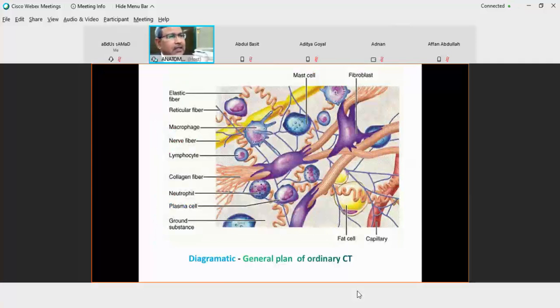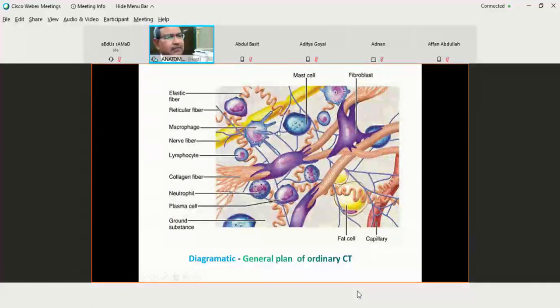Then let us look at the simplified version, a diagrammatic plan of the general connective tissue. Here what you find is that in the background, gray material is there. That is called the ground substance. But apart from the cells, you find some fibers. That is also part of the matrix. It is the fibrillar part of the matrix. And the fibers can be very thick, or branched, or very thin, smooth running. And there could be multiple cells.